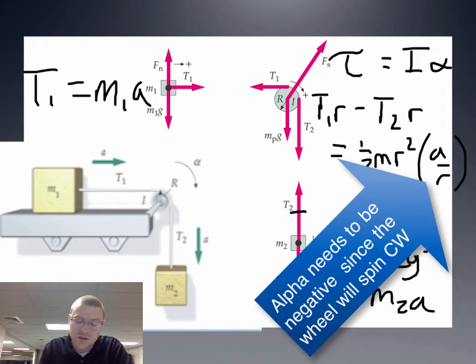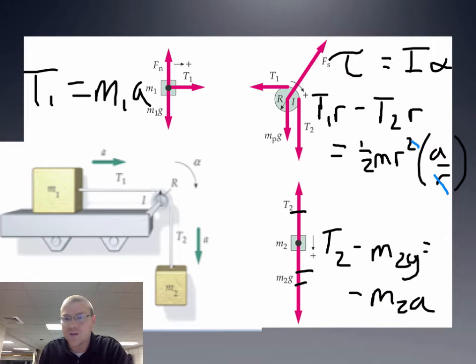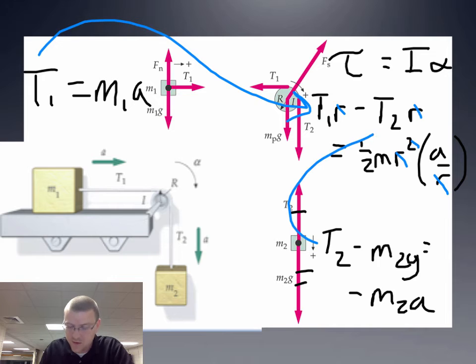And we get to play some cancellation here. One radius disappears from my torque equation, and the radius on the other side goes away as well. So now I have an expression of T1 minus T2 equals 1/2 the mass of the pulley times acceleration. What do we do to solve for the total acceleration? We put T1 in here, we put T2 right there, and substitute and solve.